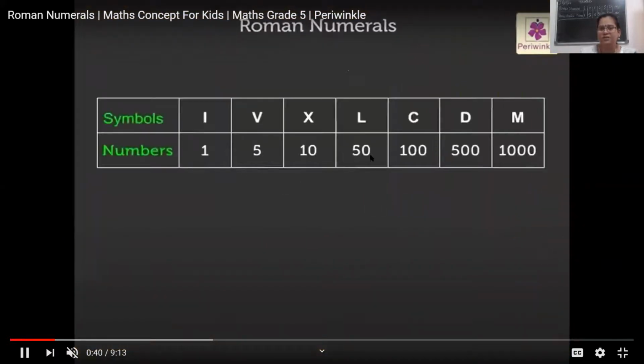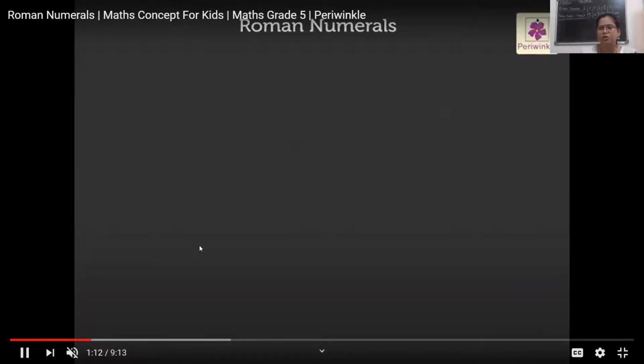Okay, so there are 7 symbols in the Roman numerals. I stands for 1, V for 5, and X stands for 10, L denotes 50, and C stands for 100, D stands for 500, M stands for 1000. These are the 7 symbols of Roman numerals. Romans were using these for counting and calculating.